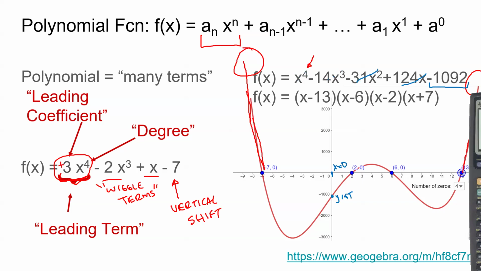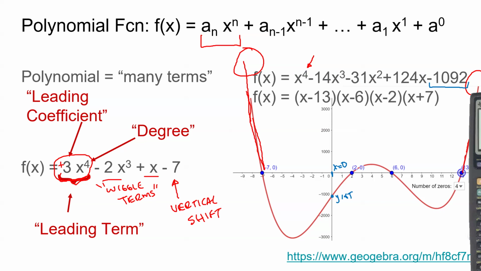When I start putting these numbers in, though, when I put 1 in all the way through, it's not going to be too much. This actually would be the biggest one, wouldn't it? 1 to the fourth, minus 14 times 1 to the third, minus 31 times 1 squared, plus 124 times 1.